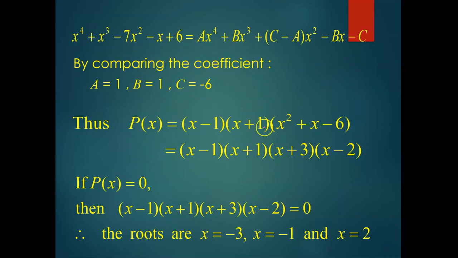Okay, after you do comparison, then you find the values of a, b, c. You akan dapat this quadratic equation. Then tengok quadratic equation ni sama ada boleh di factorize lagi. Kalau boleh factorize, kalau tidak boleh then just find using the formula. x equals to negative b plus minus square root of b squared minus 4ac over 2a. Okay, then settle. Then you get the roots.